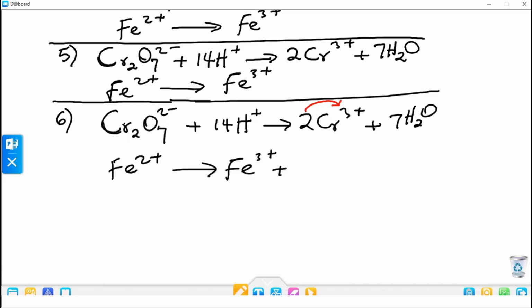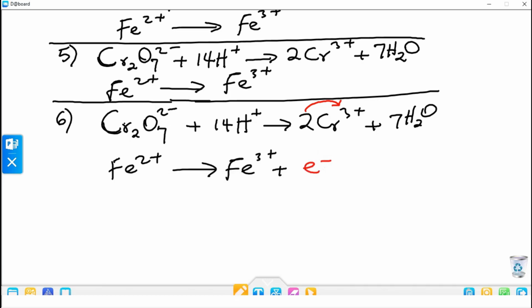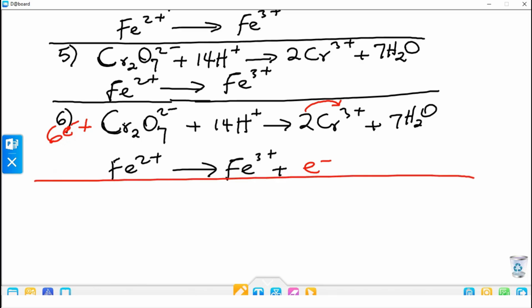So now we add our electrons: 1 electron for the oxidation half cell, and for our reduction half cell, we are going to add 6 electrons. We've added 6 electrons as our reduction half cell. So to proceed now, we simply go to our next step, and the next step is to balance or equate the charges.